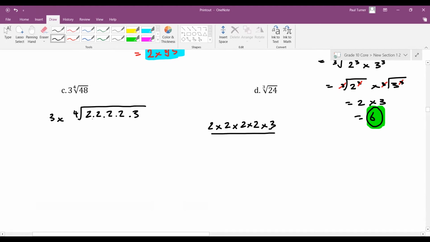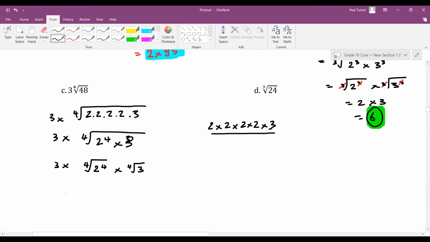Okay, and then 2, 2, 2, 2 can be written as 2 power 4. 4th root of 2 power 4 times 3. So let's make that nicer. Okay, so now again, we can split this into 2 roots. So 4th root of 2 power 4 times the 4th root of 3.